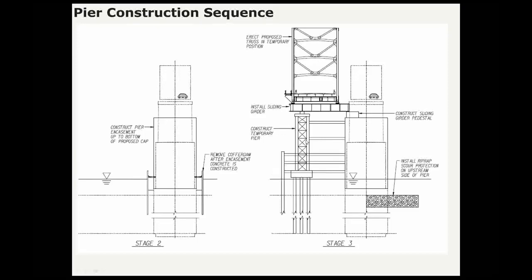And then that allows us to install the temporary pier, which is braced to the permanent pier for barge impact. And then we're going to install the sliding girder and the new truss in the temporary position. And this again skips over a lot of interesting stuff, which Murray will discuss in the next presentation. And we're also at this point still maintaining traffic on the existing bridge.